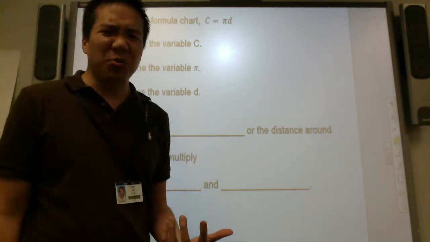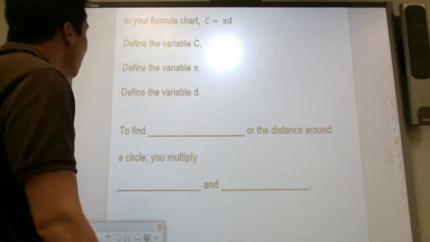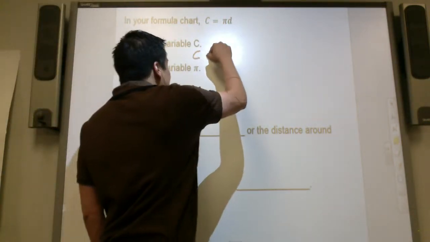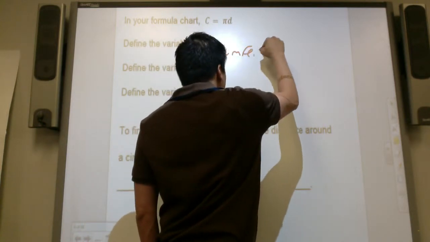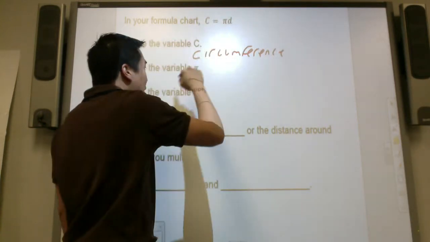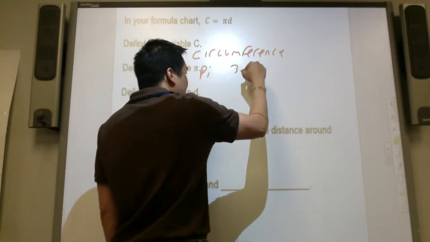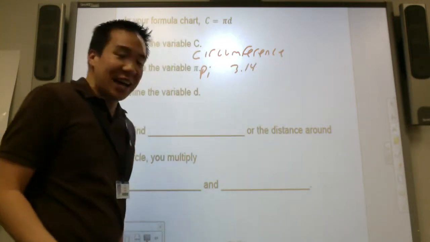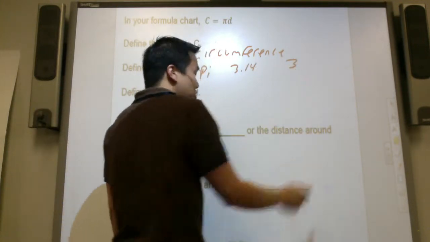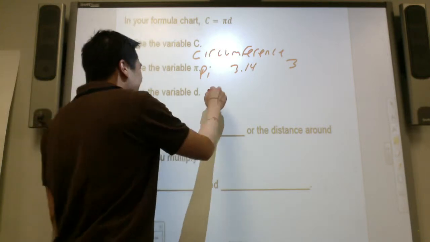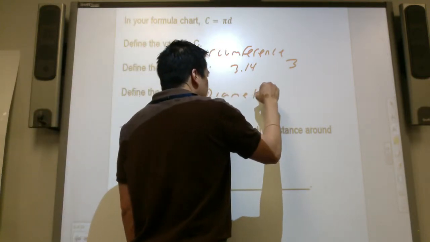What do all these variables, or letters that represent a number or symbol, represent? What do you think C stands for? Well, C stands for circumference. What do you think the symbol pi stands for? Pi could be either 3.14, which is exact, or an approximation of about 3. And D stands for diameter.